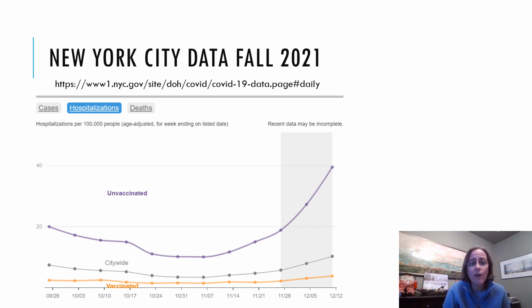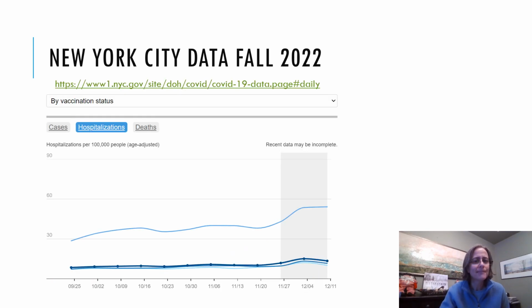This is data from fall 2021. Again, last year, looking at hospitalizations, this top line is the unvaccinated folks. Down here is vaccinated, so it's also protecting against needing to be hospitalized. And then as much as people think COVID is over, it actually isn't. So this is data from this fall.